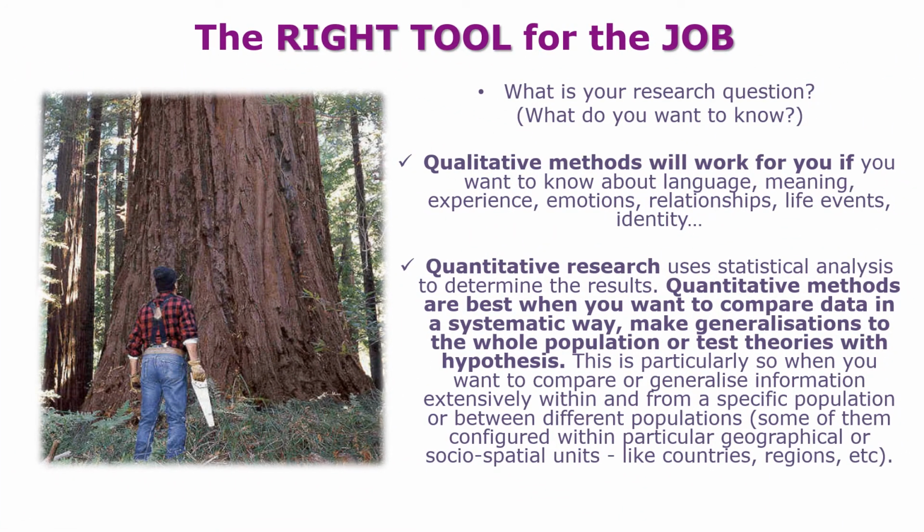So what you need to do as a researcher, everyone, is start off with the right research question. So what do you want to know? That will determine if you're going to have a quantitative or qualitative piece of work. How is your research method going to be? Qualitative methods will work for you if you want to know about language, meaning, experience, emotions, relationships, life events, identity. Qualitative methods will work for that.